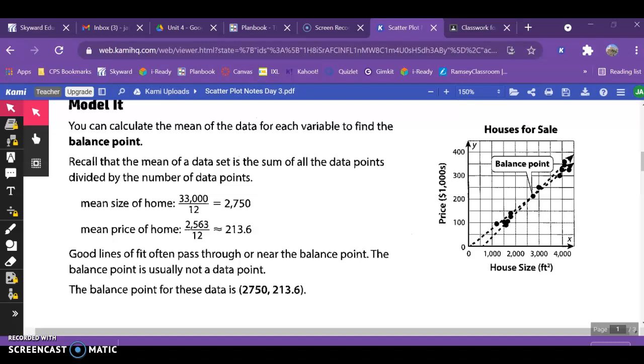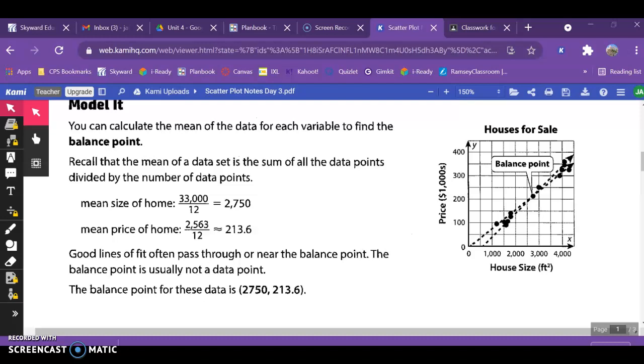So they did this here for us. The average size of the house was 2,750 square feet, and the average price of the home was $213,600. So it's 213.6 because that's in thousands of dollars. So that's what's called our balance point. That's the middle of all of the data. That's the average of the size and average of the price.